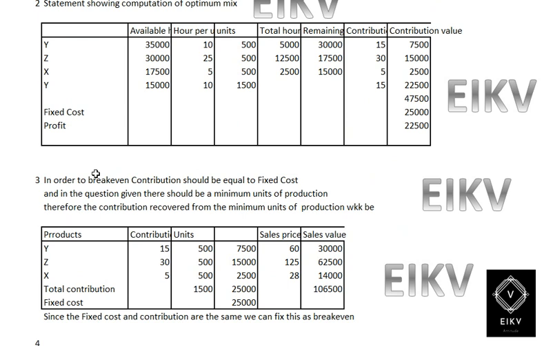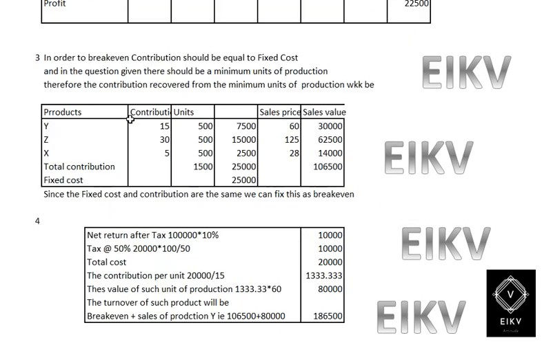Then the third requirement, solution for the third requirement: in order to break even, the contribution should be equal to the fixed cost. And in that question it is given that there should be a minimum unit of production. Therefore the contribution recovered from the minimum unit of production will be made into a table.